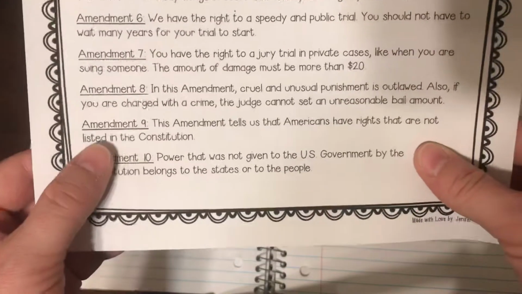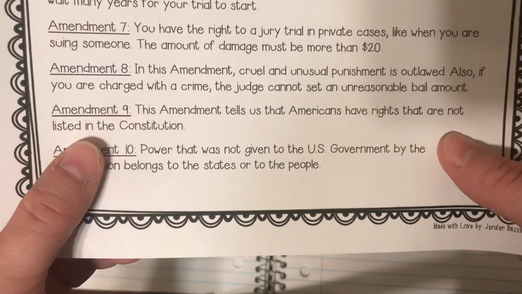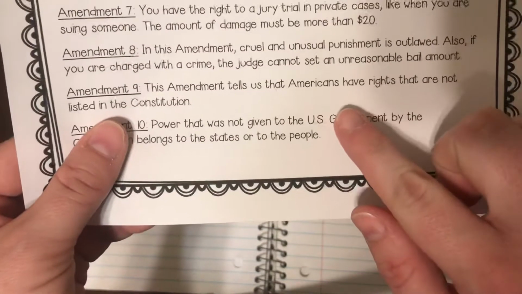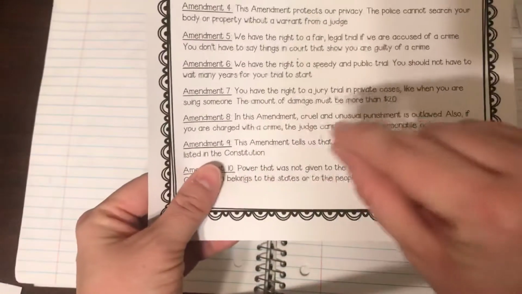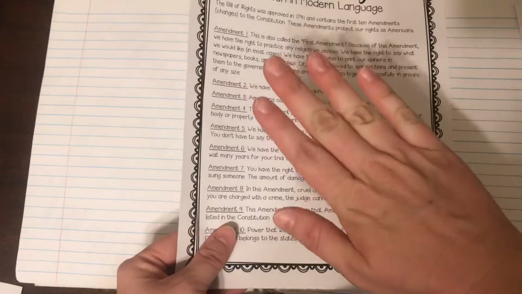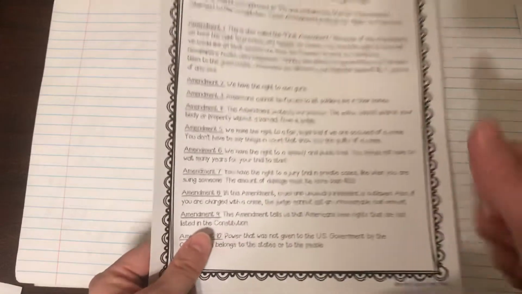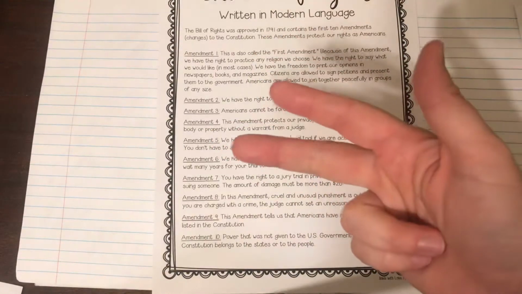Okay, the last two we have. Number 9. This amendment tells us that Americans have rights that are not listed in the Constitution. This was interesting. Just because the people's rights are not written down, every single right inside of the Constitution, doesn't mean that it's not there. We gave an example in class. We are breathing. We are listening with our ears. We can drink water if we want to.